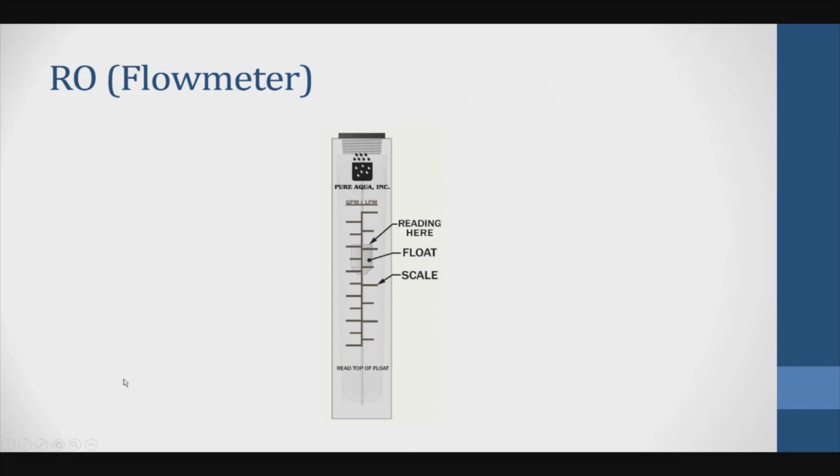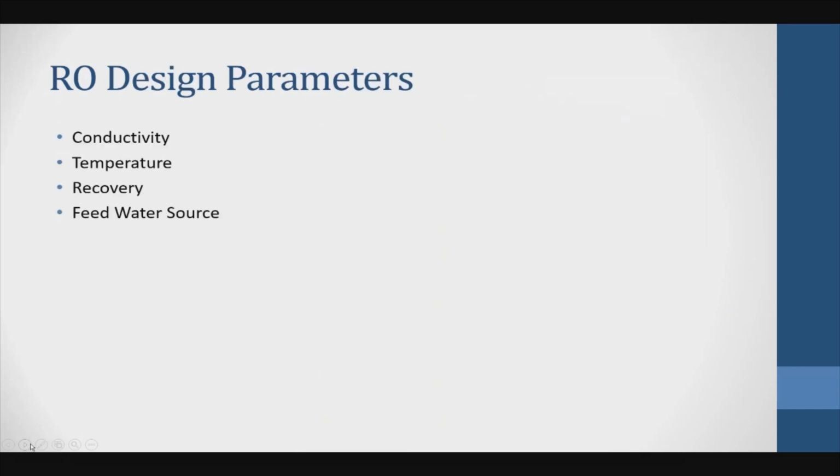Now, RO design parameters: conductivity, temperature, recovery, feed water source. Honestly, everybody wants to know all those things. So for conductivity, we need to know the feed water conductivity, and the customer would like to know the product conductivity, of course. For temperature, we need to know it, because designing a system based on 77 degrees Fahrenheit versus 45 degrees Fahrenheit makes at least about a 20% difference in productivity. The lower the temperature, the higher the pressure that we need to apply to the RO system.